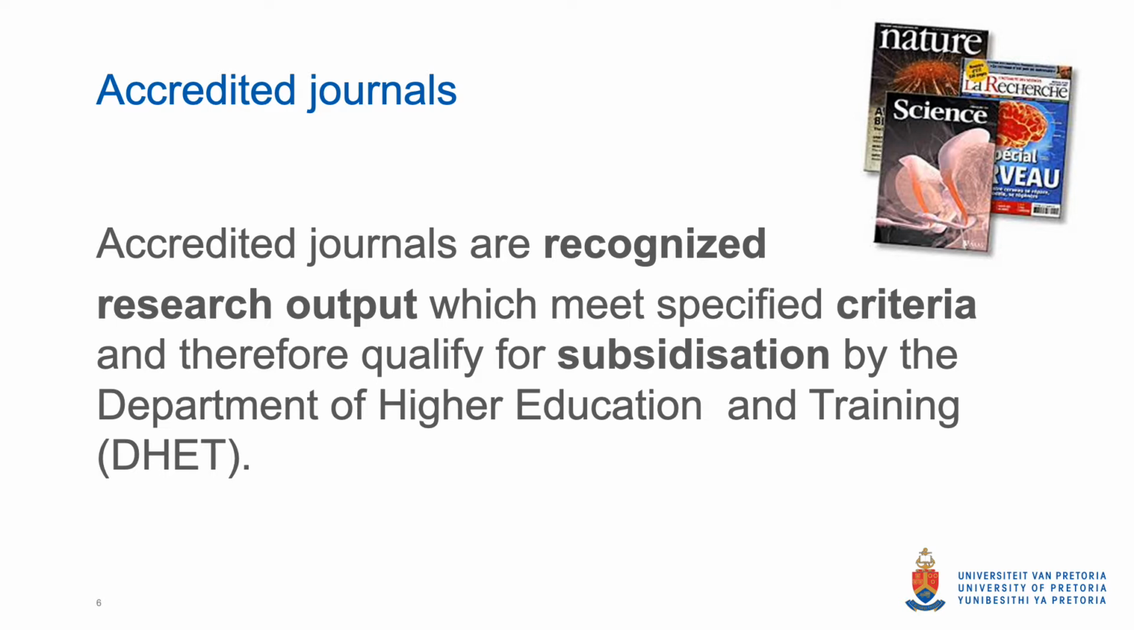Accredited journals are recognized research output which meet specified criteria and therefore qualify for subsidization by the Department of Higher Education and Training. In order for your faculty, department, or research group to benefit from your publication, it is very important to publish in an accredited journal.